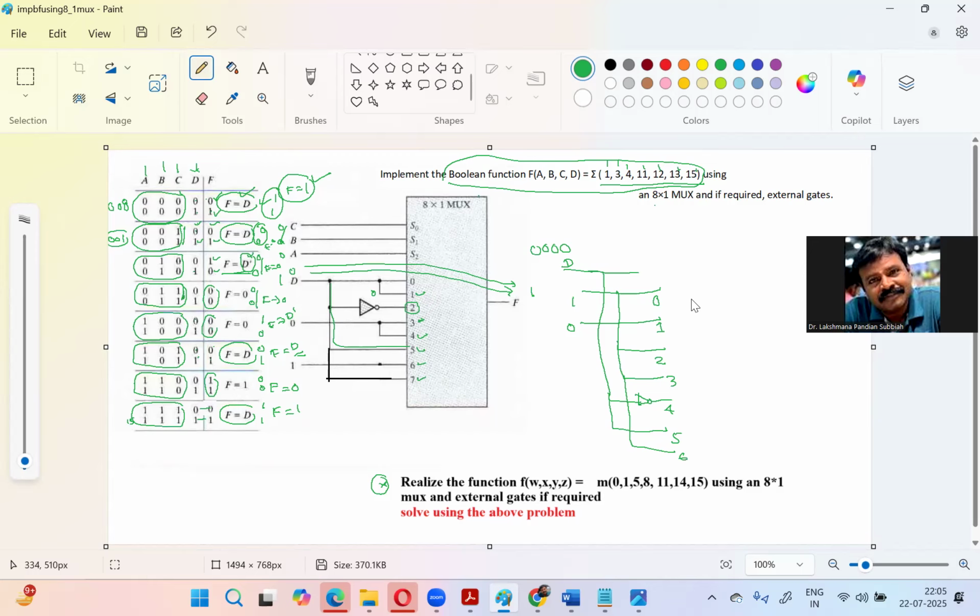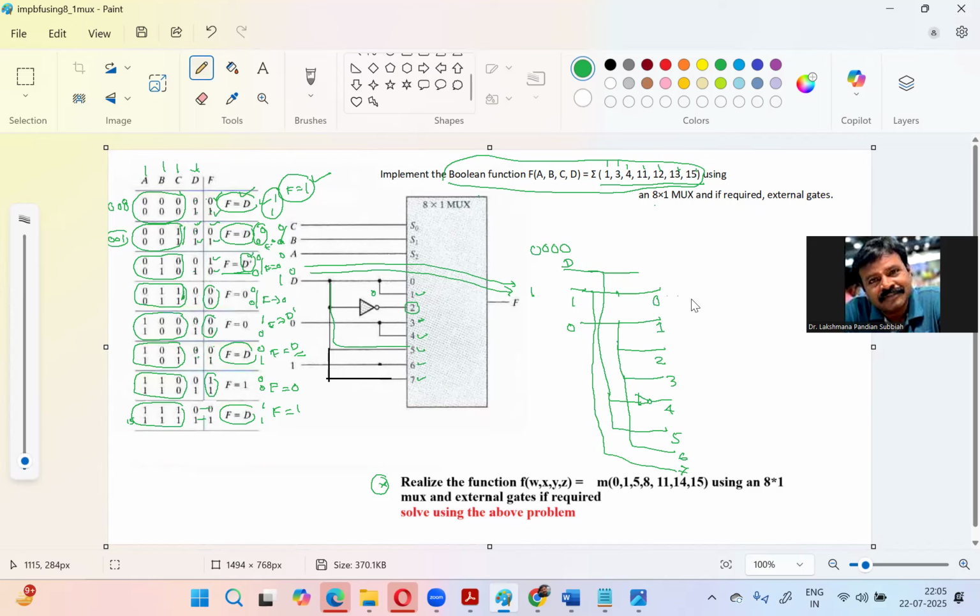And then 7 is connected with 1. So this is the 1. 1 is here, right? Is connected with 0, right? And 7 is connected with 1. So this 1 is connected with 7.